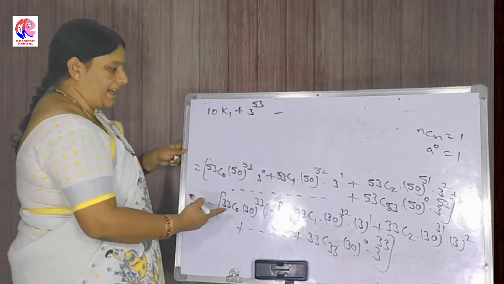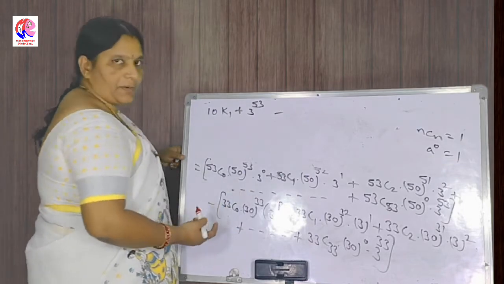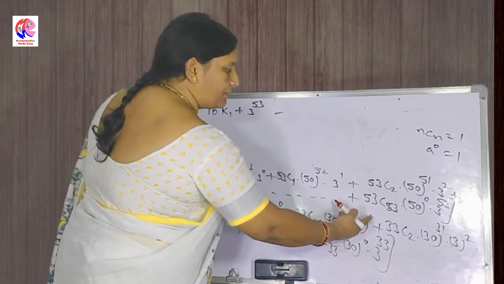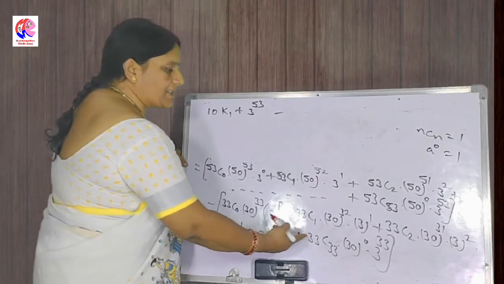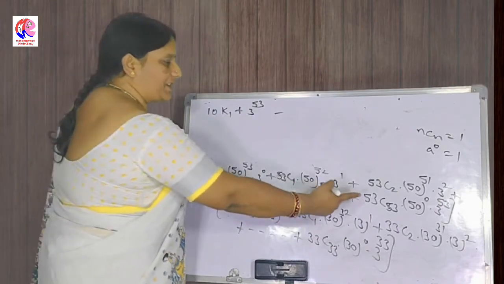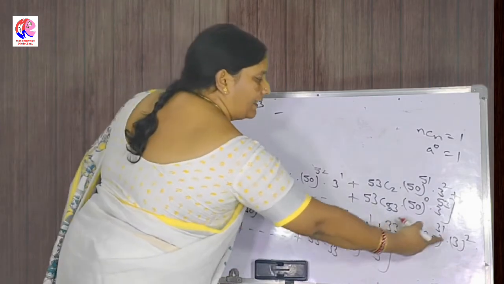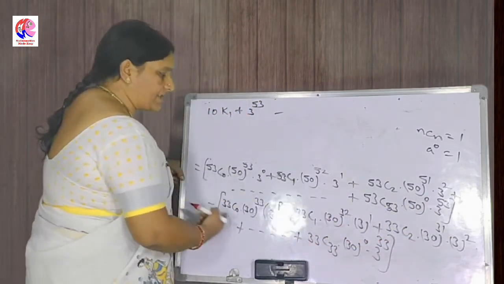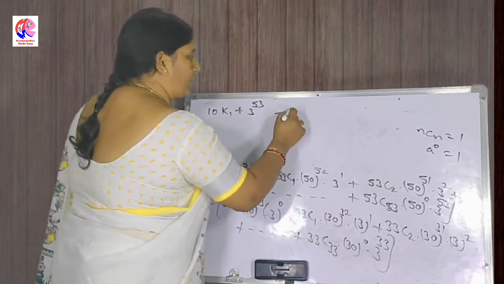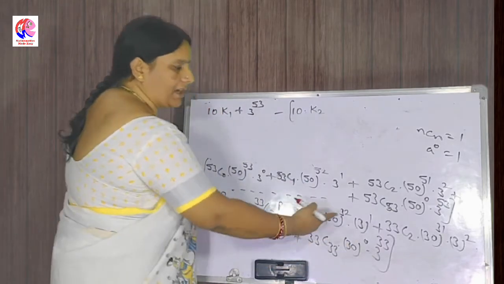And after that, the second binomial expansion: 33C0 into 30 to the power of 33 into 3 to the power of 0 plus 33C1 into 30 to the power of 32 into 3 power 1 plus so on. Last term is 33C33 into 30 power 0 into 3 to the power of 33. If we observe this second binomial expansion, first term is a multiple of 10, second term is a multiple of 10, third term is a multiple of 10. All these terms are multiples of 10 except the last term. So it can be written as minus of 10 into k2. Last term is not a multiple of 10.